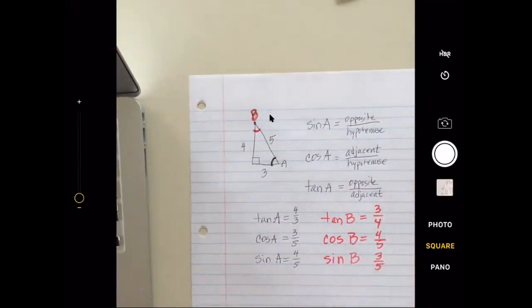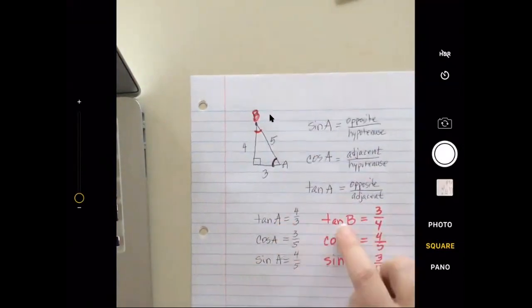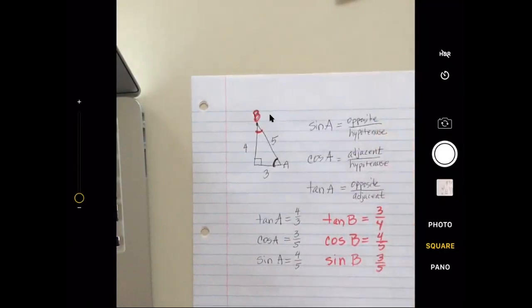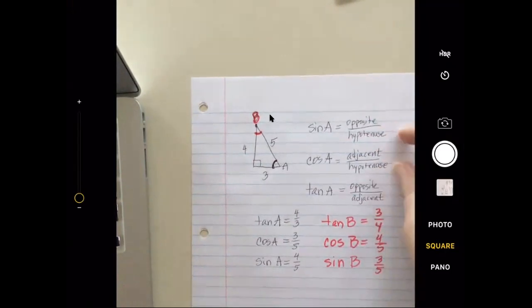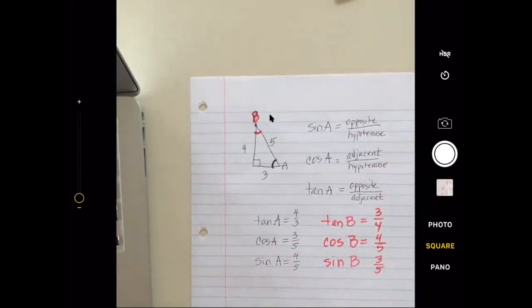What's tricky on some of these is that the triangles can be turned or rotated any way, and you can be talking about either angle. So you have to pay attention to which angle you're talking about, and then know what these words mean. If you can find the adjacent leg, the opposite leg, and the hypotenuse, and you've got this down in your notes, finding those ratios isn't too hard.